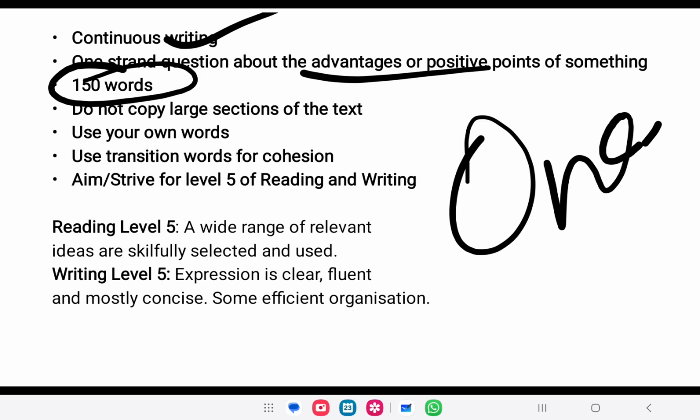Even if you write 140 words, 145 words, 135 words, that is also fine. But you should not write 160, 180 words. I think that won't help.